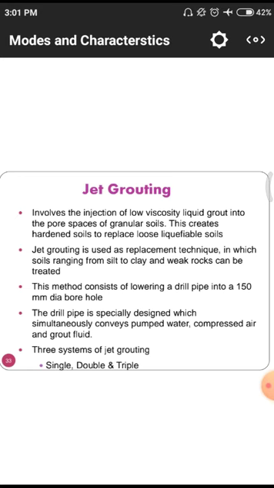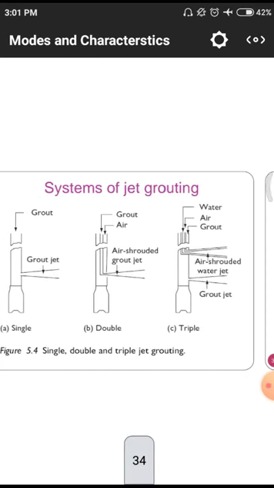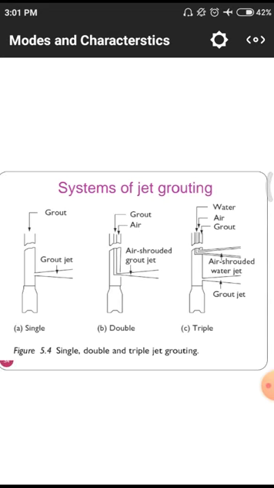Next, the method consists of lowering a drill pipe into a 150 mm diameter borehole. Simply, the hole is made to pump these grout materials into the void. The drill pipe is specially designed to simultaneously convey pumped water, compressed air and grout fluid. The three systems of jet grouting are single, double and triple grouting. Here we have to observe those systems of grouting techniques: single, double and triple.